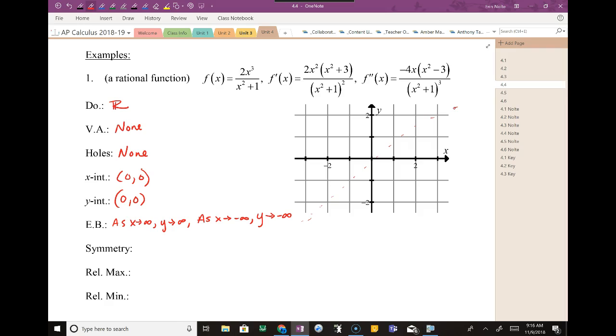Okay, so if we plug 1 in, we would get 2 over 2, which is 1. So if I plug 1 in, I get 1 out. Now let's test it with a negative. If I plug -1 in, what do I get out? -1. So what do I know? Symmetrical over the origin. Good.